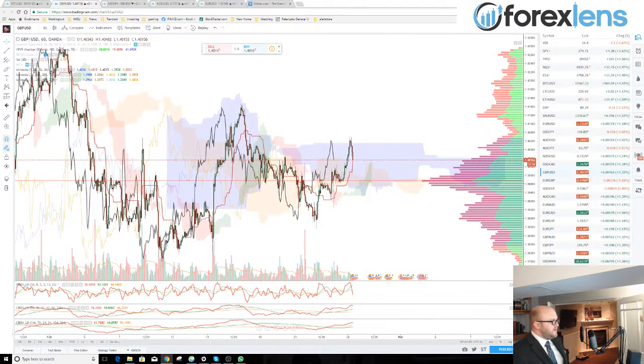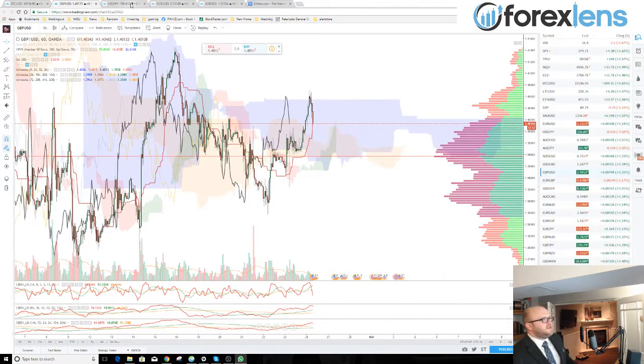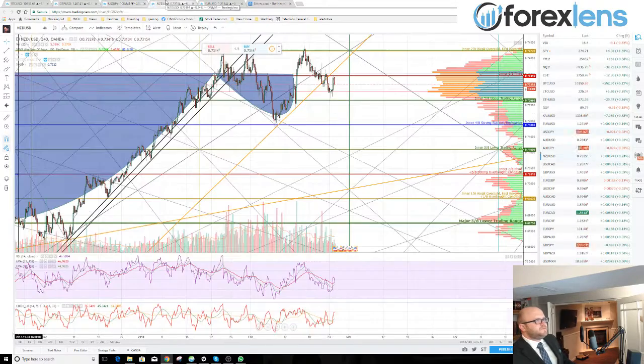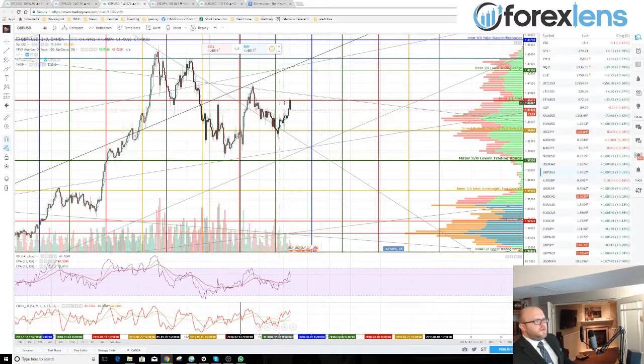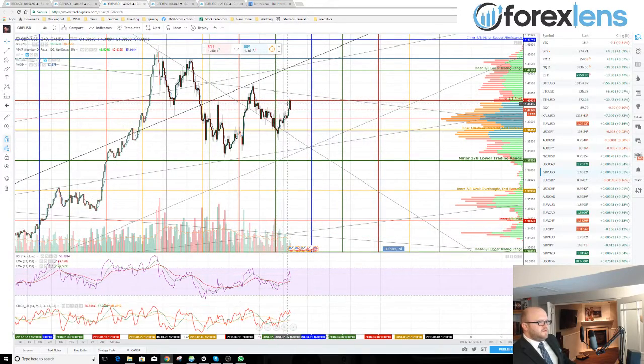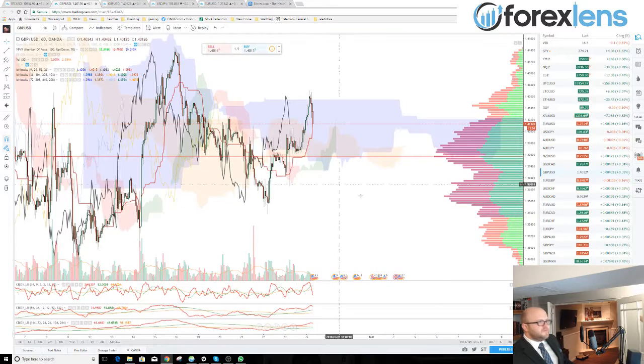Okay, so we're looking at a long trade probably at 141, and a short trade down at 138.9. Okay, how does that look compared to... yep, rejected out of pivot. Pretty good sell signal there.